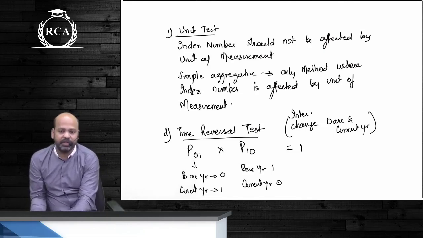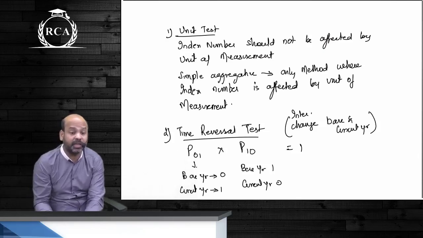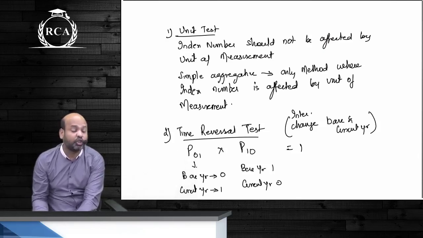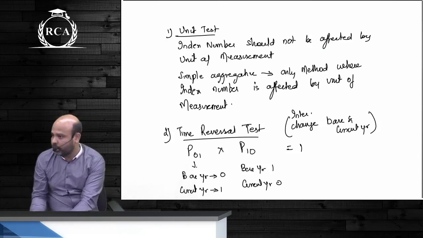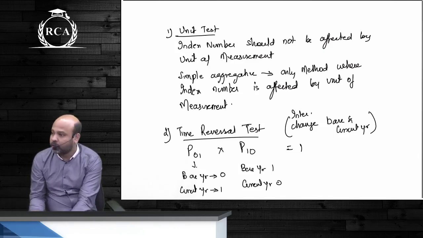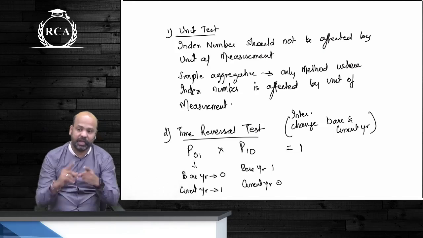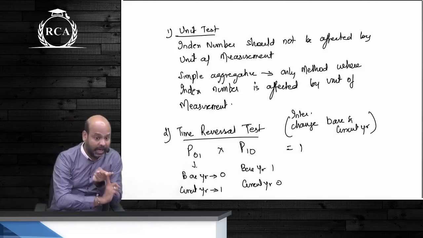In time reversal test, guys, if you multiply index number with the current year and the base year interchanged, the product should be equal to 1. P01 into P10 should be equal to 1. Practically you will get the product as 10,000. That literally means 100% of 100, it should be equated to 1. So that is time reversal test. Time reversal test is satisfied by simple aggregative.